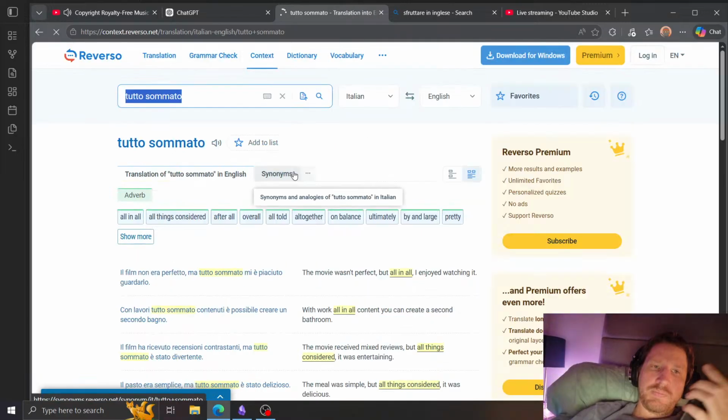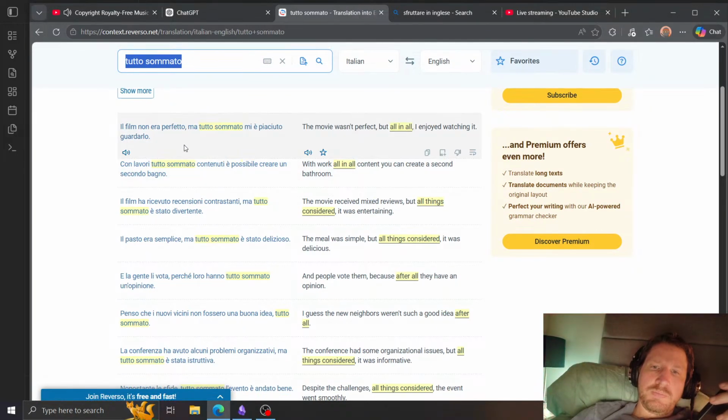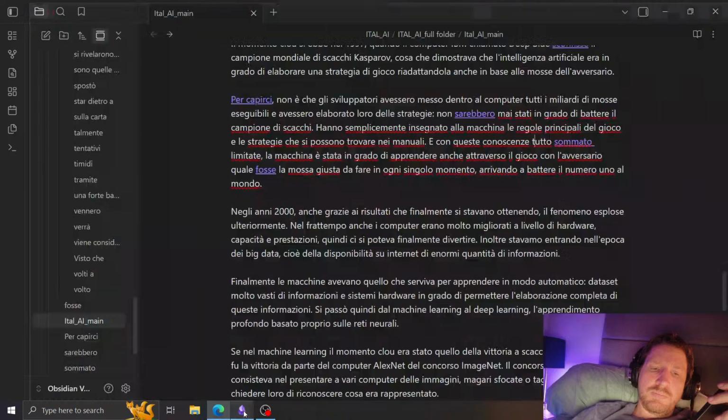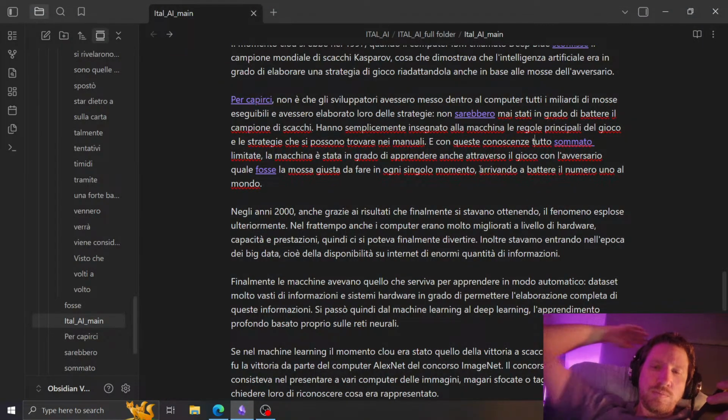For example, if we say le risorse tutto sommato limitate, it means the resources, all in all, limited. Or le informazioni tutto sommato limitate, meaning the information overall limited. So in your sentence, it's just saying that these pieces of knowledge were overall limited. Does that clarify?